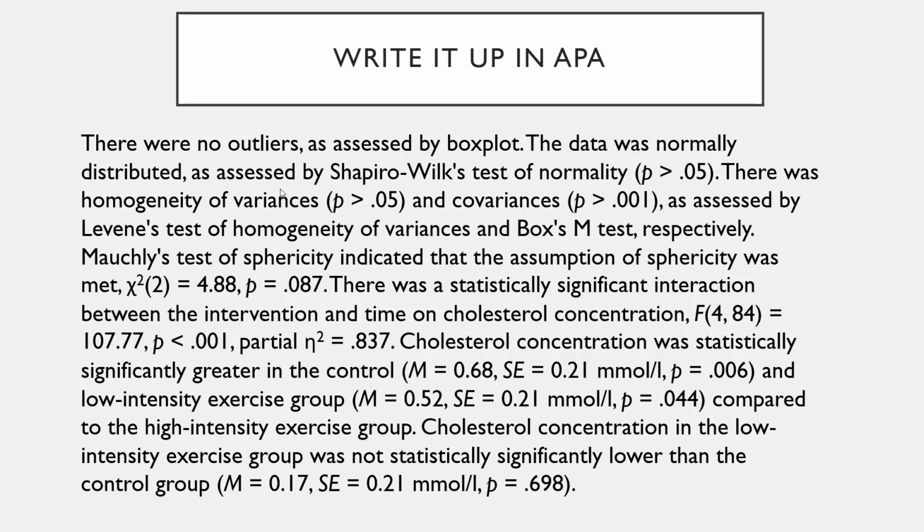So to write it up, we say there were no outliers as assessed by box plot. The data were normally distributed as assessed by Shapiro-Wilk. There was homogeneity of variances and covariances as assessed by Levene's and Box's M-test respectively. Mauchly's test said we had sphericity. There was a statistically significant interaction between the intervention and time on cholesterol concentration. Cholesterol concentration was statistically significantly greater in the control and low-intensity exercise group compared to the high-intensity exercise group. Cholesterol concentration in the low-intensity exercise group was not statistically significantly lower than the control group.